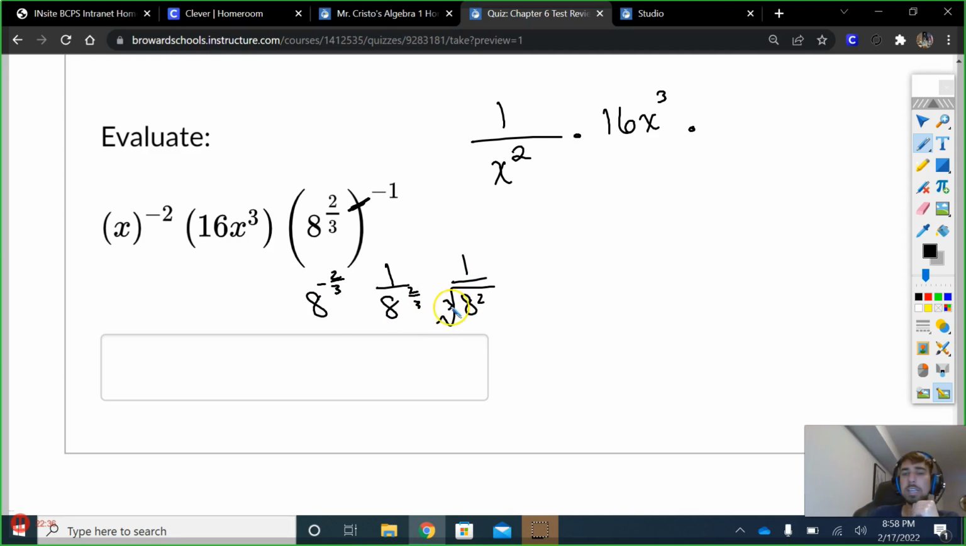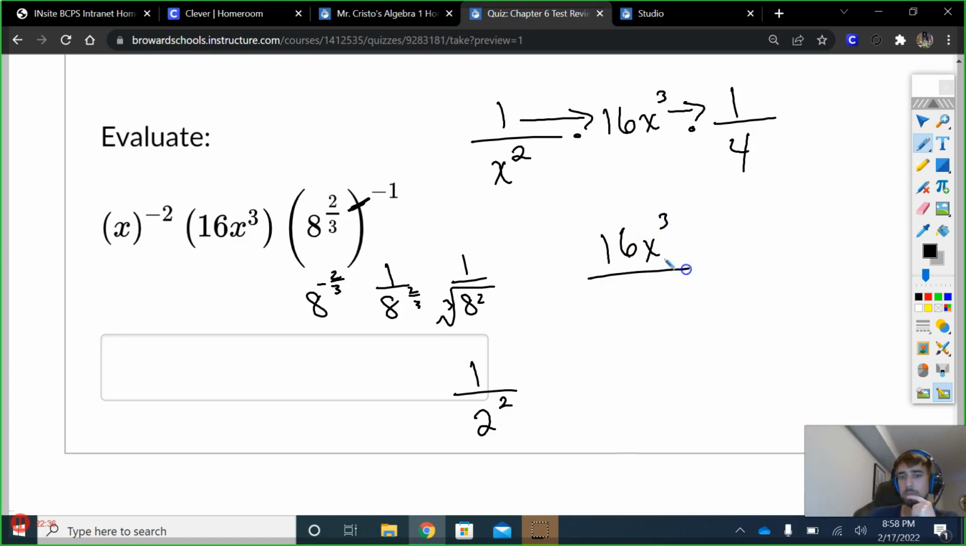The cube root of 8 is 2, since 2 times 2 times 2 is 8. And then I'm left with 2 to the second power, which is 1 over 4. I can multiply everything on top now. 1 times 16x cubed times 1 is going to give me 16x cubed. x squared times 4 is going to give me 4x squared. 16 divided by 4 is 4. x cubed divided by x squared is going to give you x.